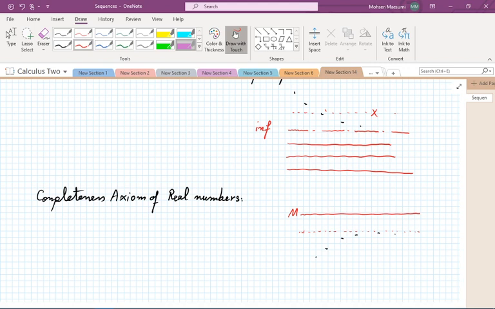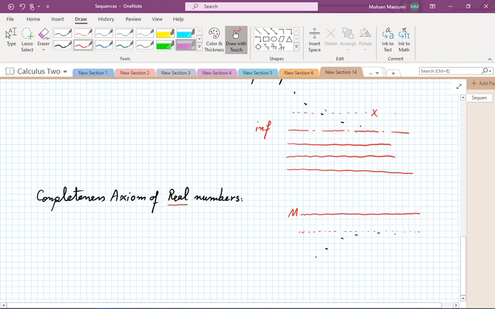So this is a crucial property of real numbers. For example, if we take rational numbers and then expect this to be a rational number, this supremum or the least upper bound we talked about, that would not be true.